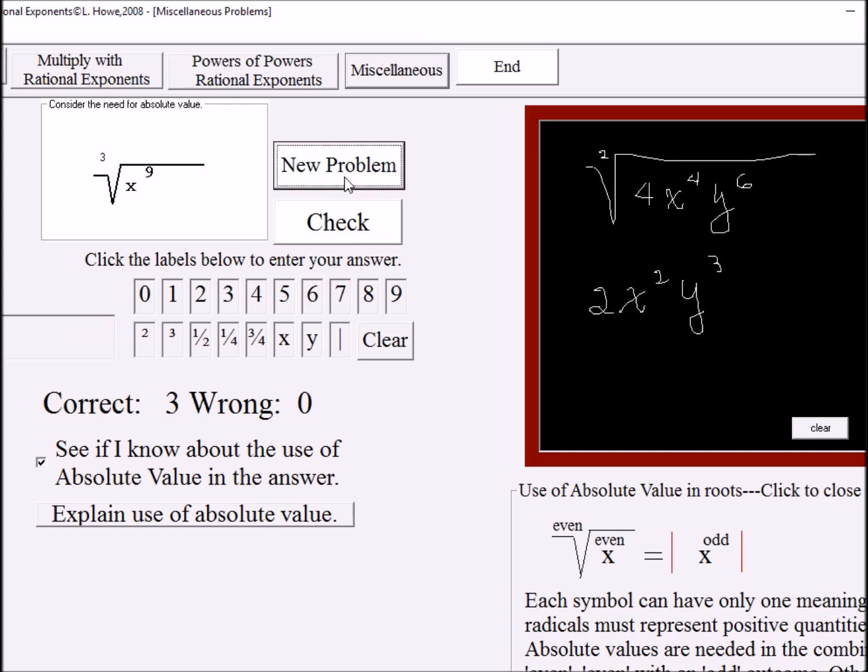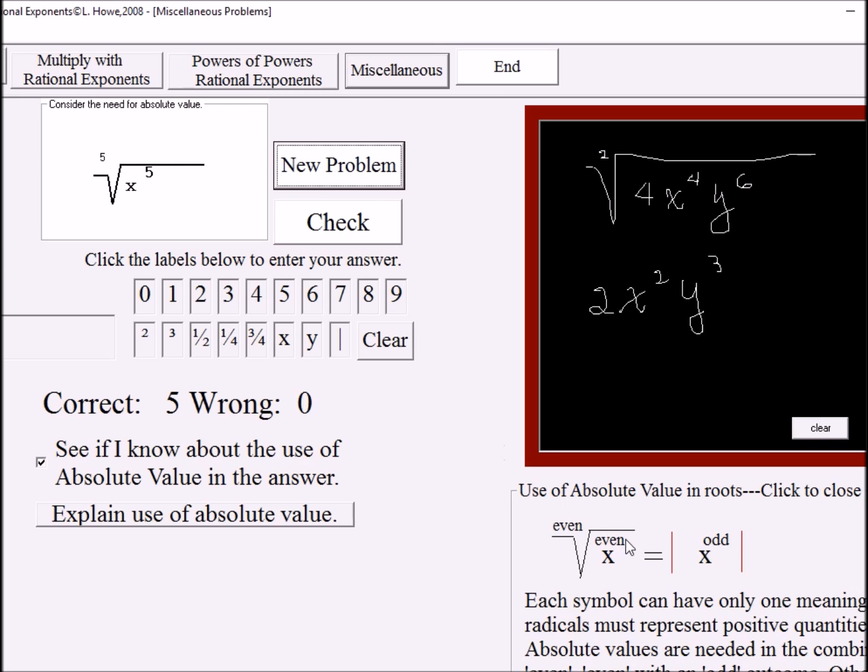We win. New problem. This is still not even power, so it's going to be x to the 9 to the 3rd, which is going to be x to the 3rd. Check, we win. X to the 15th to the 1/5 power, that's going to be x to the 3rd. Check, we're kind of in a boring place here.